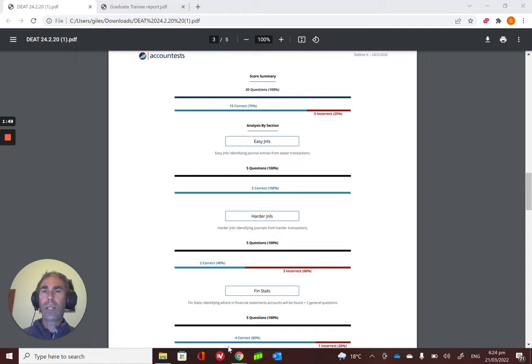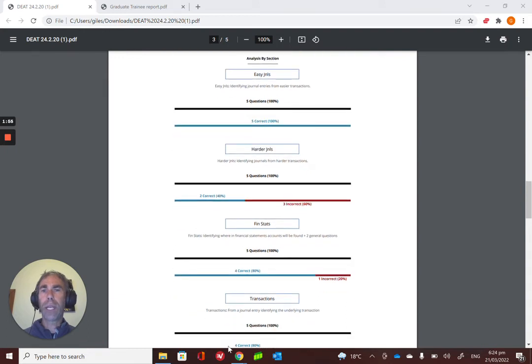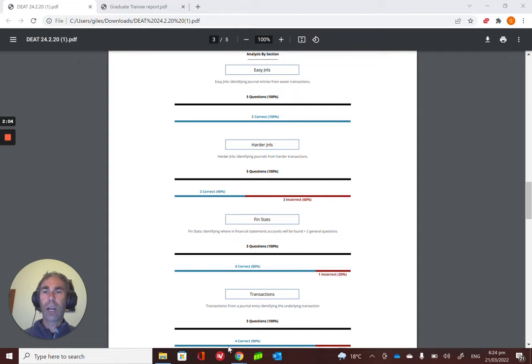Under that section, we slice it and dice it based on some topic headings. In relation to the double entry accounting test, that's easier and harder journals, working out where accounts are in financial statements, and taking a journal entry and asking the candidate to describe what the transaction is that's going on. In the graduate test report, the first two sections relate to double entry accounting and the second two sections relate to accounting concepts and the use of accounting terminology. So it's half double entry and half business acumen.